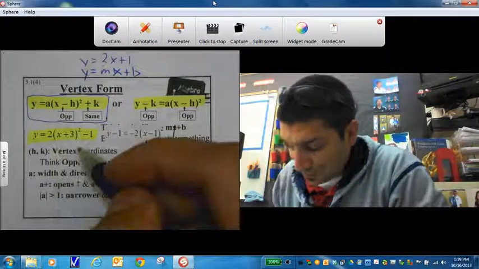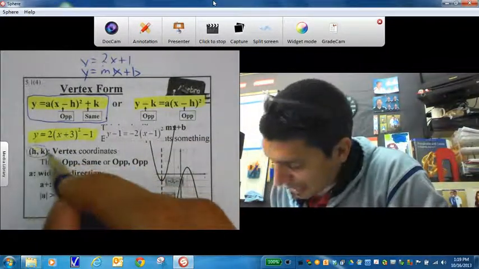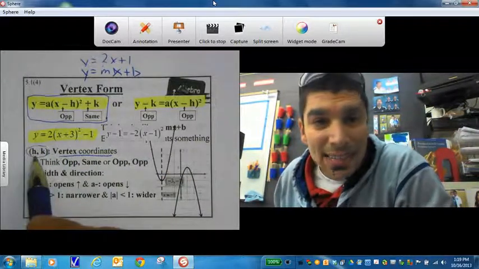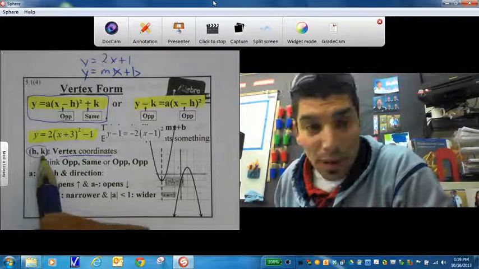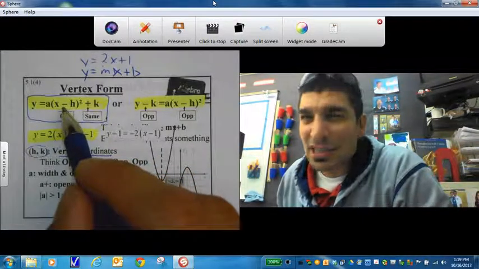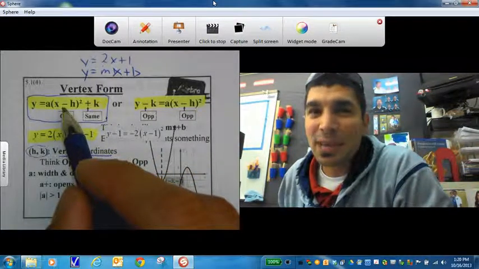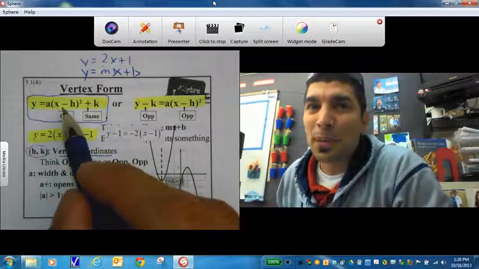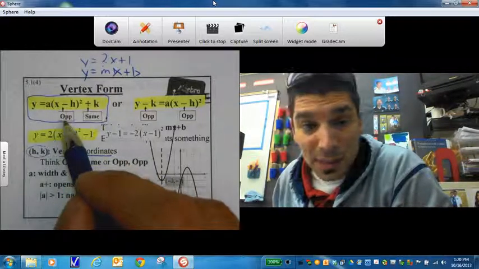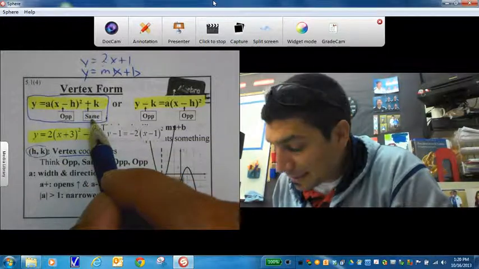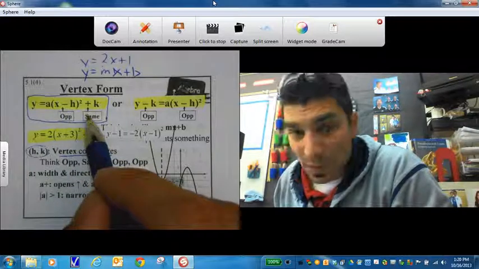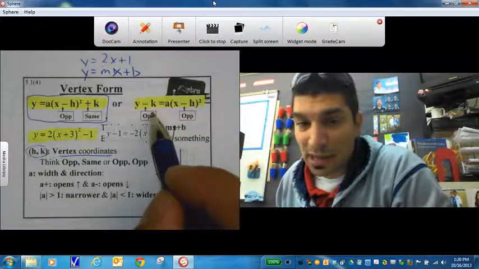So here we go. H and K are the vertex coordinates. Notice that here the H is a positive H and the K is a positive K. So if I look at this formula, when you see a negative sign, just like the quadratic formula, remember we said negative b? Instead of saying negative b, I said it's the opposite of b. So that's the same thing here. I want you to think of this negative sign as the opposite, and this plus sign as the same. That's important. I have to know whether I'm dealing with opposite, same, or in the other form, opposite, opposite, and I'll explain more in just a second.